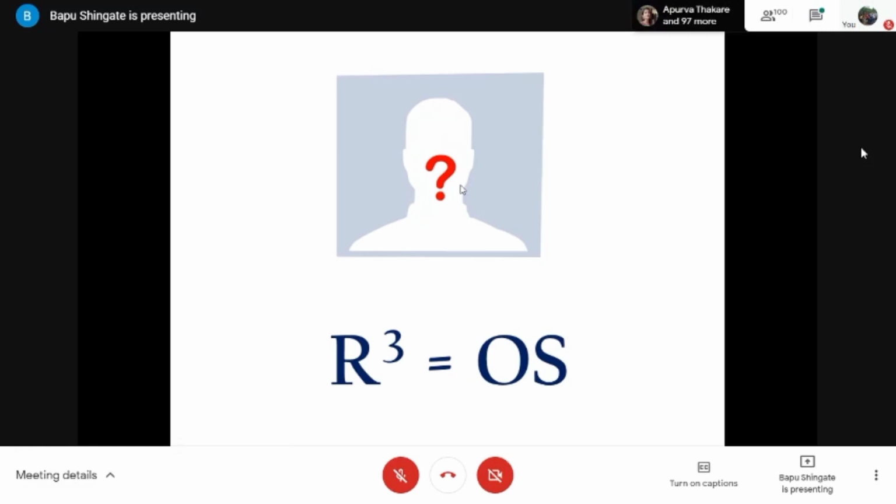And that equation, again just to remind our first line, is R cube is equal to OS, as we are learners of organic chemistry, which means we are learners of organic synthesis. The organic synthesis may be one step, two steps, three steps, multi-step. It may be 10 or 20 steps; as I mentioned, the total synthesis of cholesterol is a 58-step synthesis.